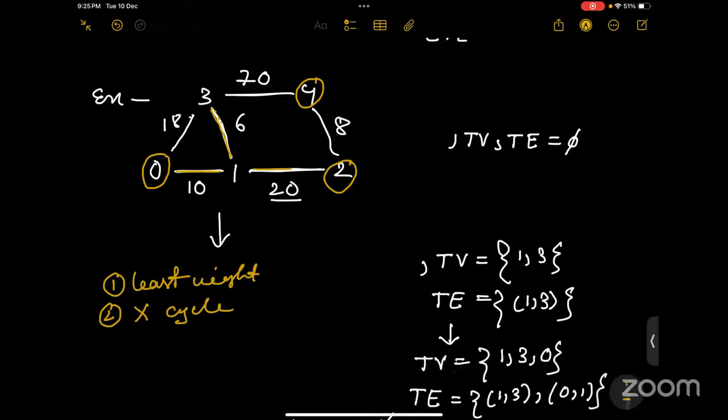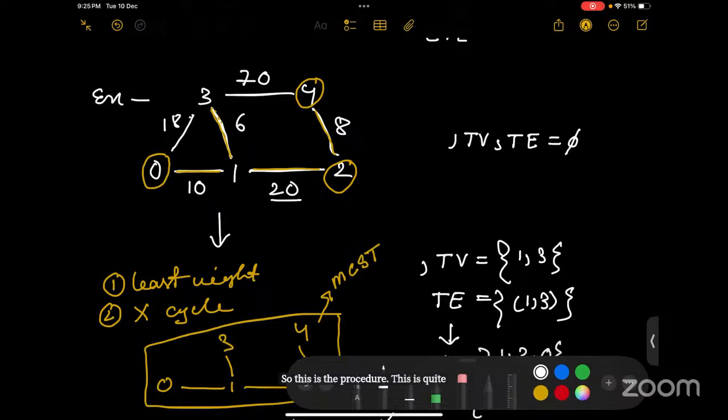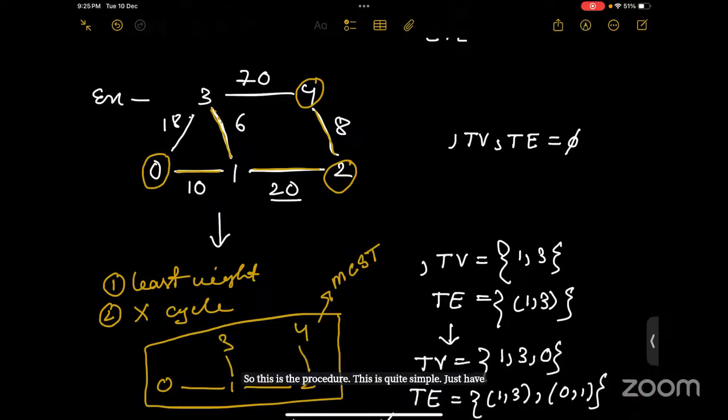That means first this and then this, right? Yes, ma'am. So this is for 2, then 4. Okay. So this becomes our minimum cost spanning tree. Okay. So this is the procedure. This is quite simple. Just have to keep these 2, 3 things in your mind.